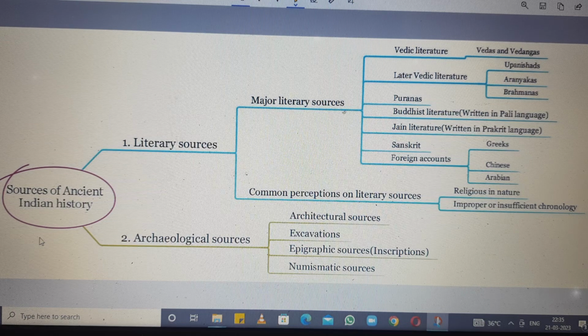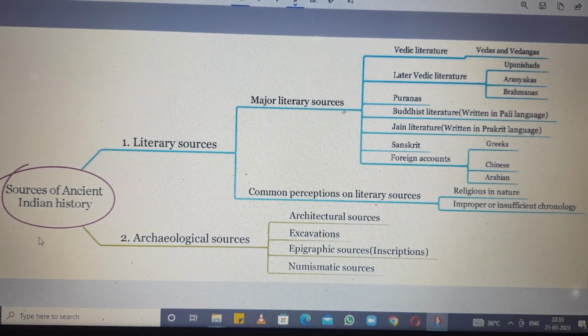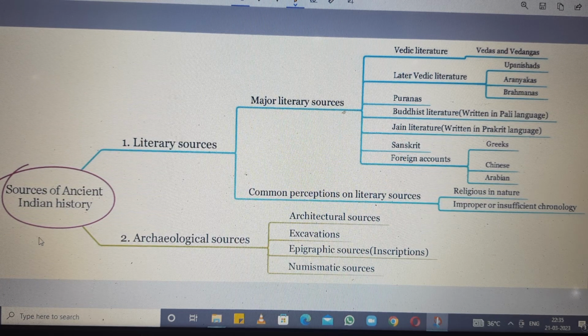Today we are going to deal with the topic sources of ancient Indian history. In the sources of ancient Indian history, we will be dealing with two things: literary sources and archaeological sources. First of all, the sources of ancient Indian history are classified into literary sources and archaeological sources.